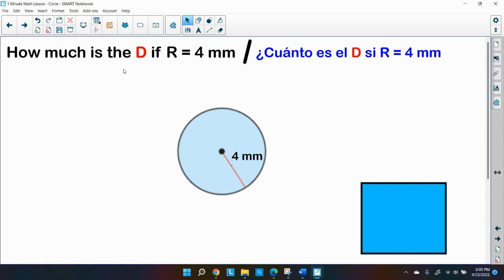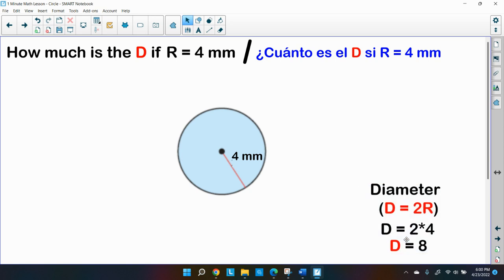So here's one for you. How much is the diameter if the radius, again, is 4 millimeters? The radius is the half of the diameter. So I need 2 of these radius put together to equal a long line. So I'd have 4 plus another 4 equal to the diameter of 8. Or I could just say 2 times the radius equals 8. So I hope you're getting it so far.